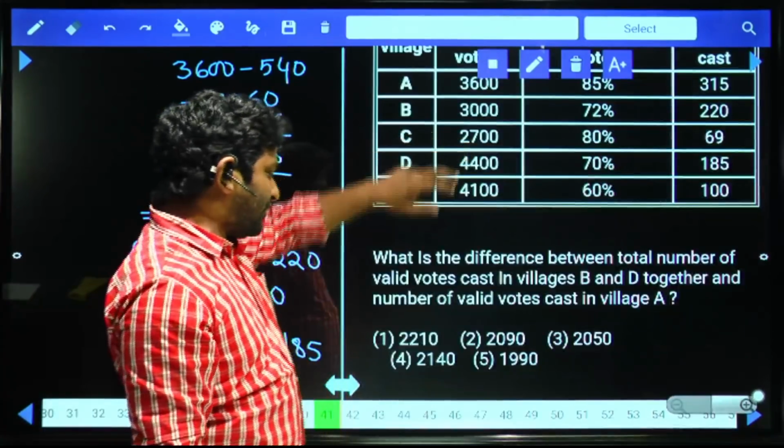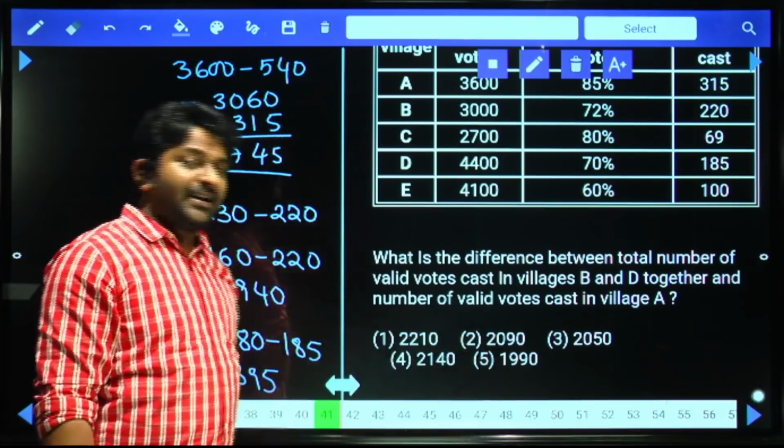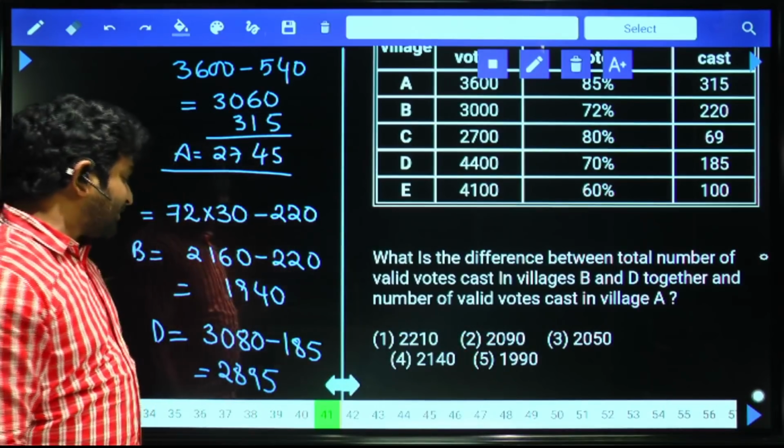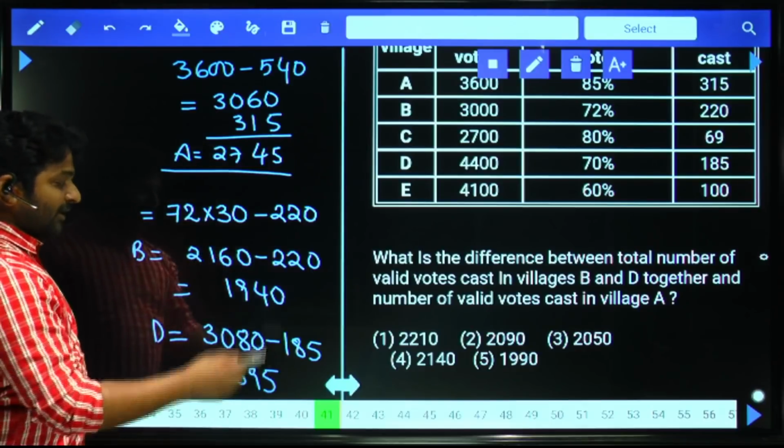How many options are there? Two options are there, 2090 and then 1990. So as there are two options, let's calculate it again. So last two digits are very clear.